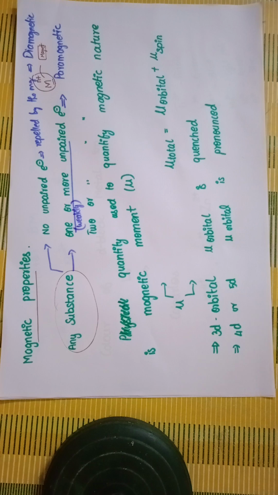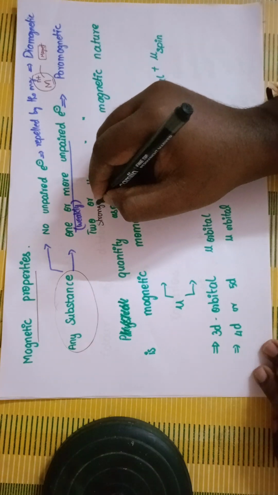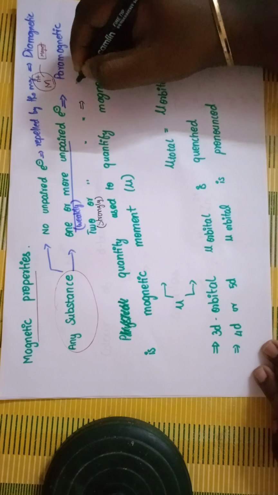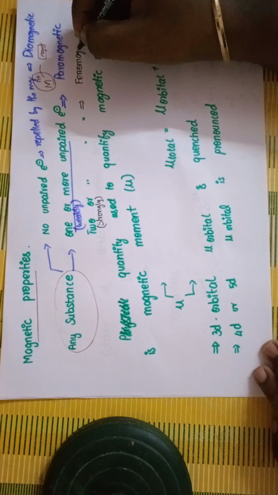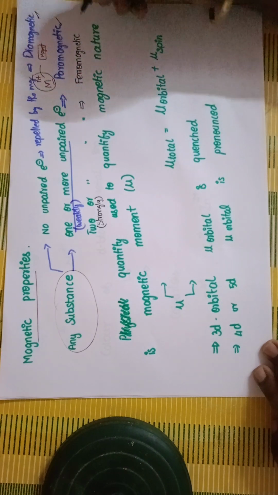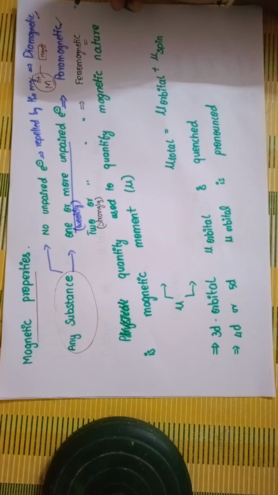If the substance has two or more unpaired electrons, it will be strongly attracted by the magnet. Those substances will be called ferromagnetic. These are three major types, and we are going to discuss only these two. This is not in our syllabus. Along with this, there are some other magnetic properties, that is ferrimagnetic, anti-ferromagnetic, n number of types of that.